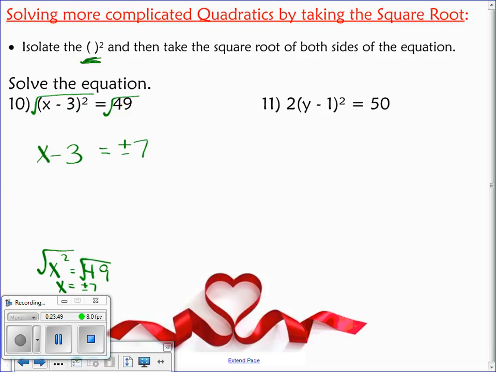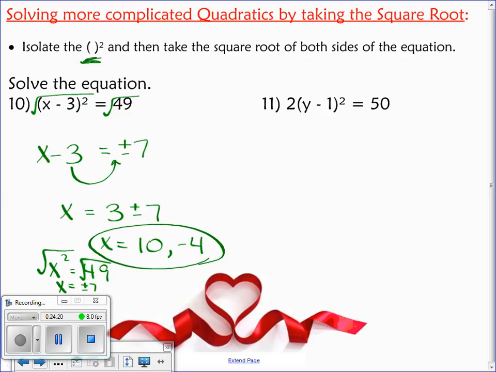Now, let me show you how I'm going to write this, which I think will help you. Instead of writing the plus 3 underneath here, I think that confuses students. If you see it this way, I'm still adding 3. I'm just going to rewrite it in a different spot. X equals, so it'd be a positive 3 plus or minus 7. I'm not done quite yet, though. What's 3 plus 7? What's 3 minus 7? Negative 4. So my two answers are 10 and negative 4.